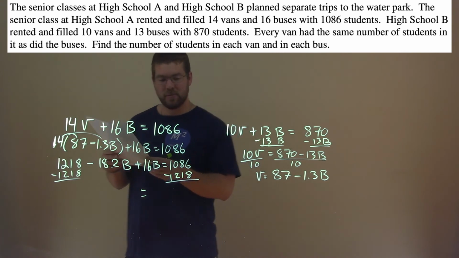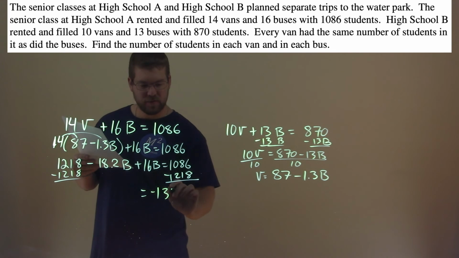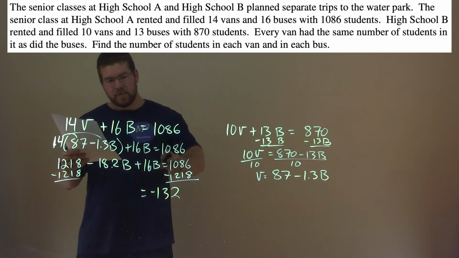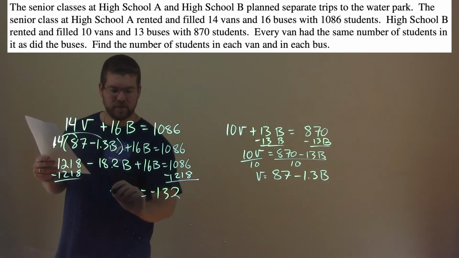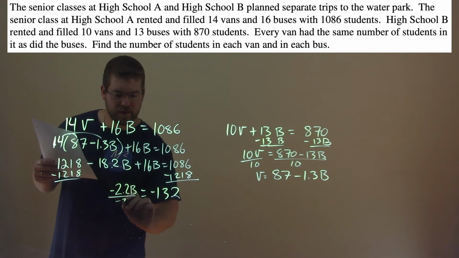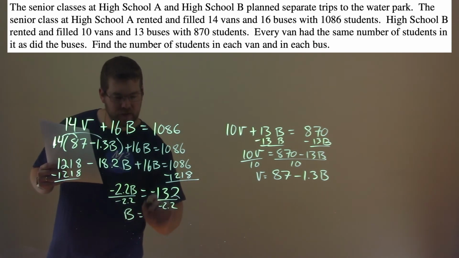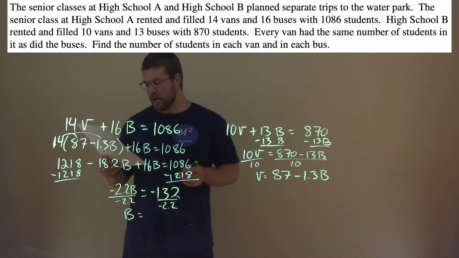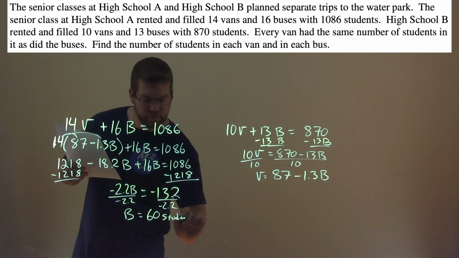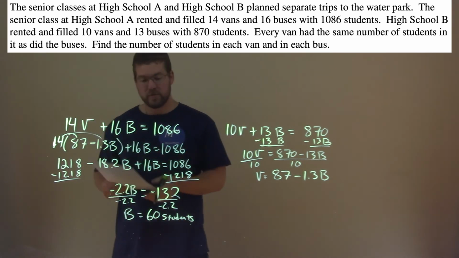1,086 minus 1,218 is negative 132. Here we have negative 18.2b plus 16b is negative 2.2b. Divide both sides by negative 2.2. And b equals negative 132 divided by negative 2.2, which is 60. And it's students. So the buses here can fit 60 students.